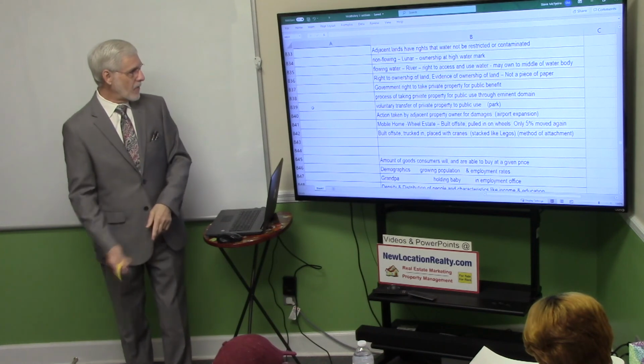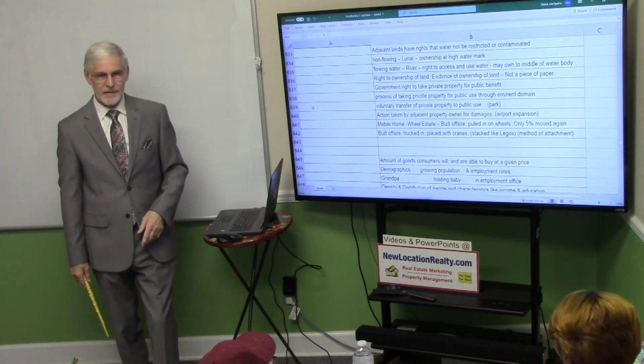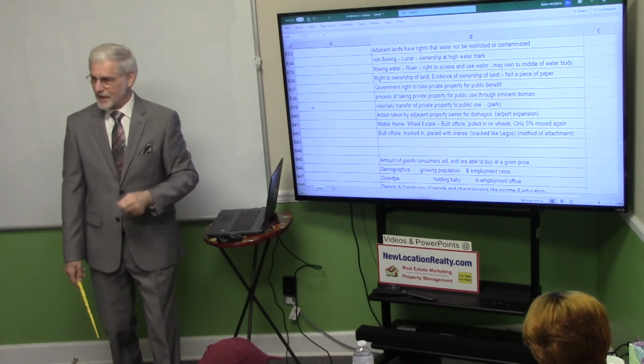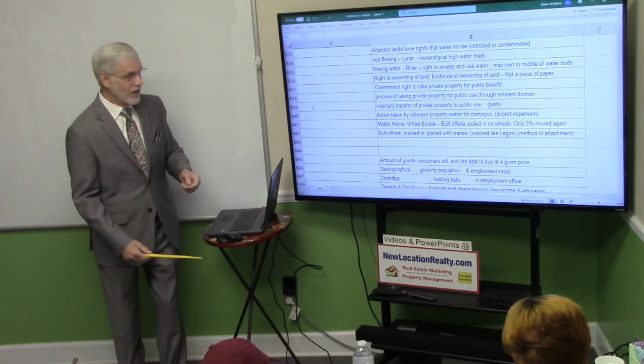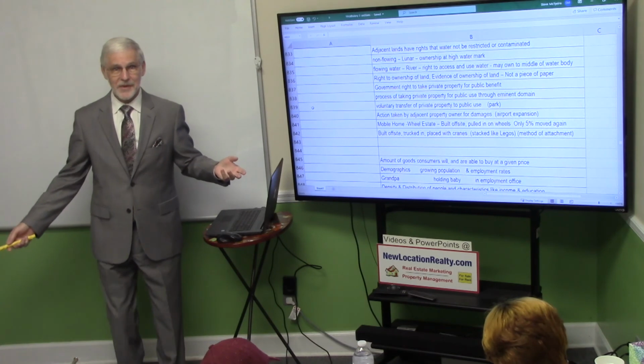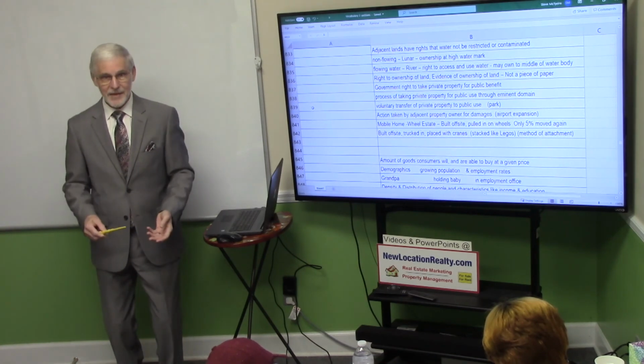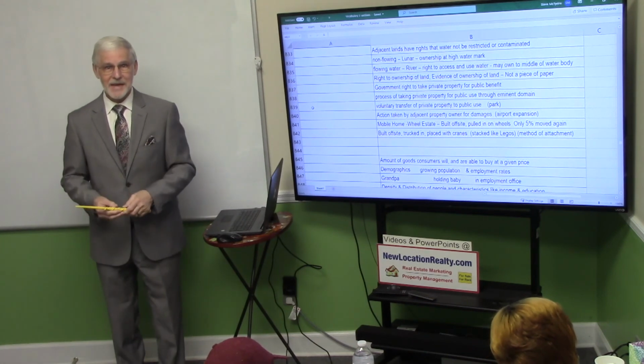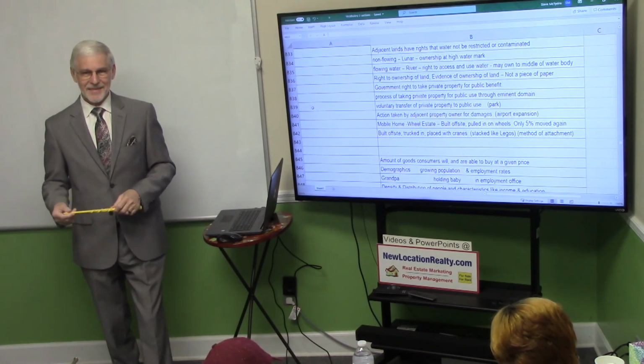Government right to take private property for public benefit: eminent domain. The next one that goes with that one is the process: condemnation.